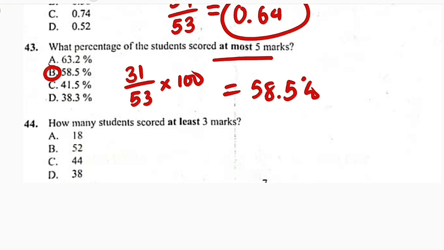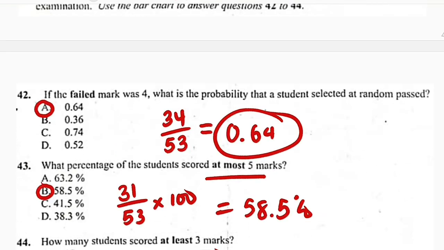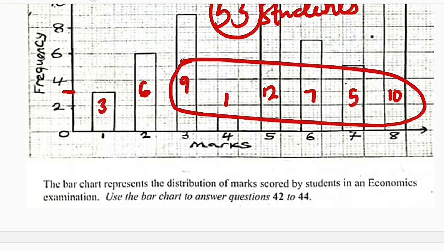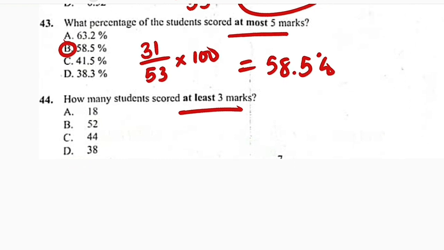And the last question here, how many students scored at least 3? If they say at least, so a student can score 3 or any other value greater than 3. So let's add them all together. So the numbers we need to add are 9 down to 10. We have 44 altogether, and hence the right option here is C. Now let us move on to the last question, which is 45 for today.